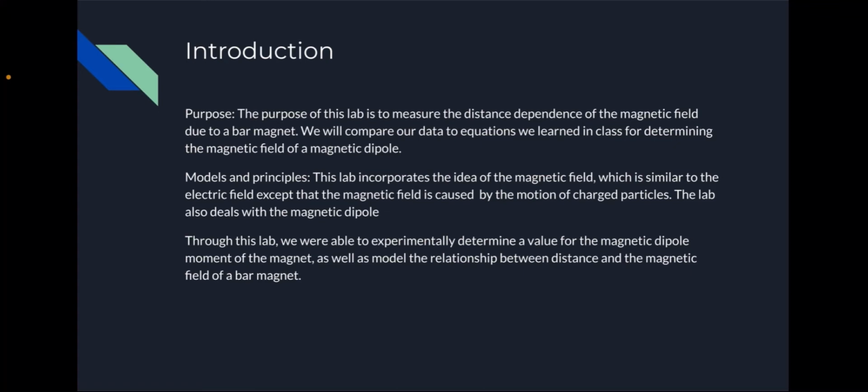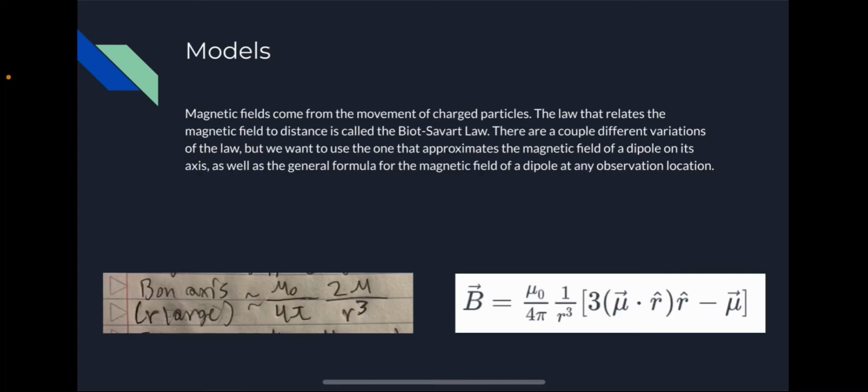This lab incorporates the idea of the magnetic field, which is similar to the electric field except that the magnetic field is caused by the motion of charged particles. The lab also deals with the magnetic dipole. Through this lab, we were able to experimentally determine a value for the magnetic dipole moment of the magnet, as well as model the relationship between distance and the magnetic field of a bar magnet.